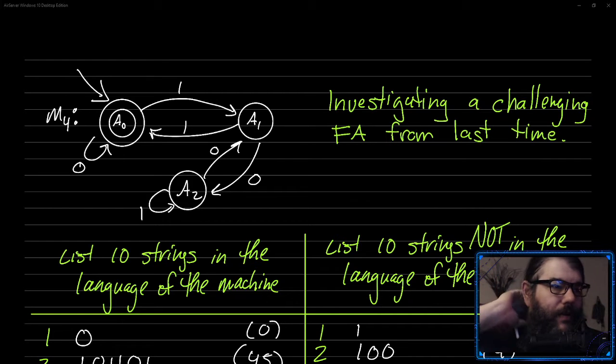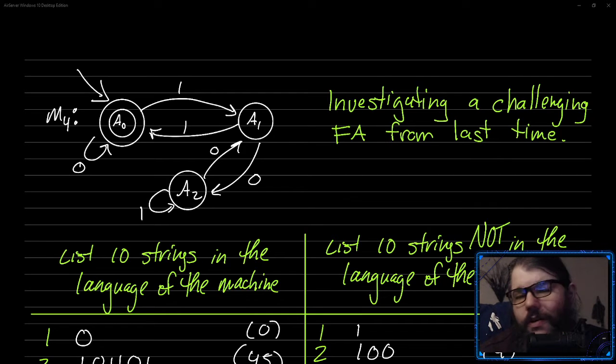All right, everybody. Time to examine what the language of M4 is from last time. It's really hard. So when you get a really hard machine like this, the thing to do is to go ahead and list 10 strings in the language of the machine and 10 strings not in the language of the machine, and see if you can start to parse out some common patterns.